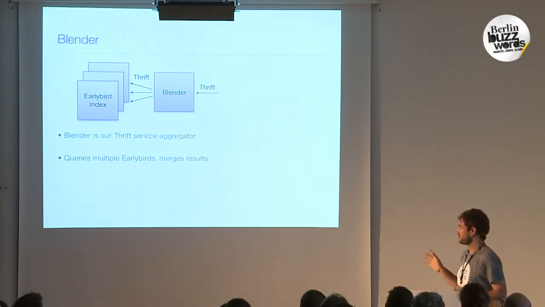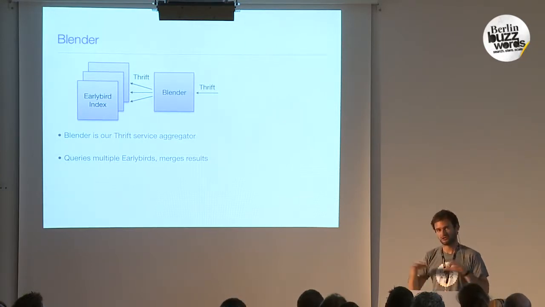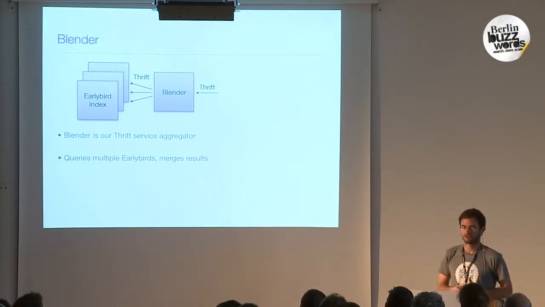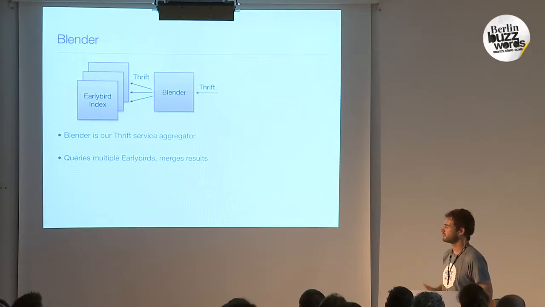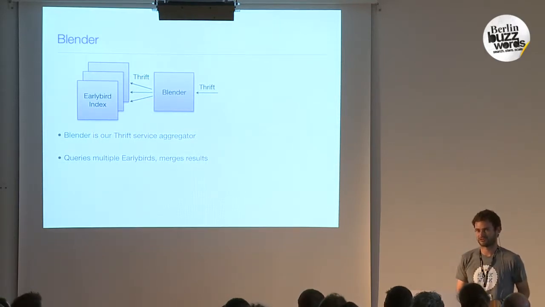The Blender does more than just that. The Blender is kind of a service that can talk to a lot of different services, like Earlybird is just one. For example, it could also talk to our name search engine, which is a different index, or it could talk to, I don't know, our crawler to figure out some rendering information about URLs. So the Blender can talk to a lot of different services and can then, as the name says, blend those results together and return that to the UI, for example.